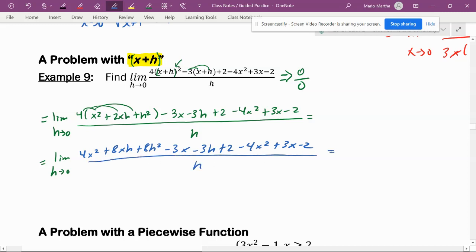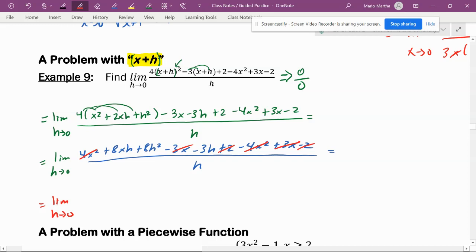And now this is where we want to start simplifying. If you notice here, a couple of things already leave our sights, which is the positive 3x and the negative 3x, the positive 2 and the negative 2 as well. So that simplifies our problem a little bit more. So we're looking at the limit as h approaches 0 of, also the 4x squares cancel out, right? One's positive, the other one's negative.